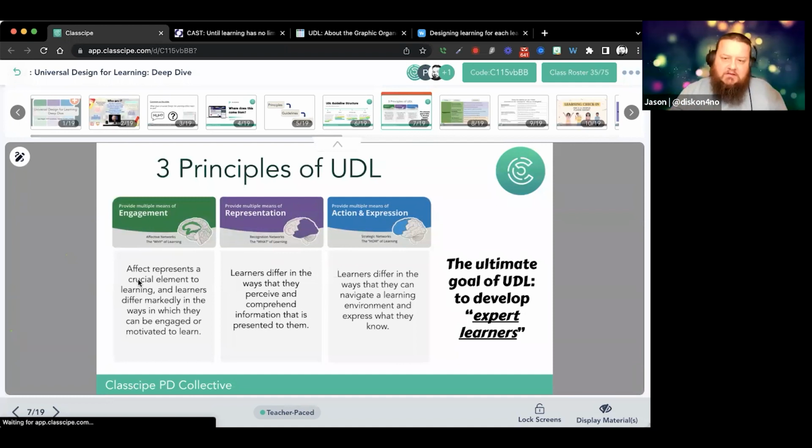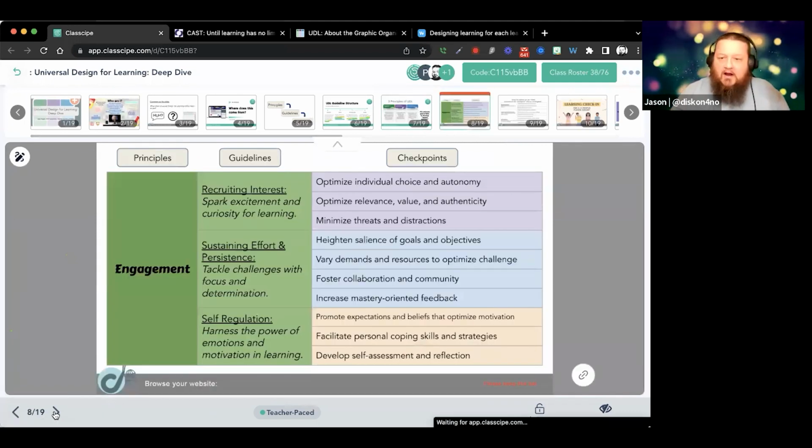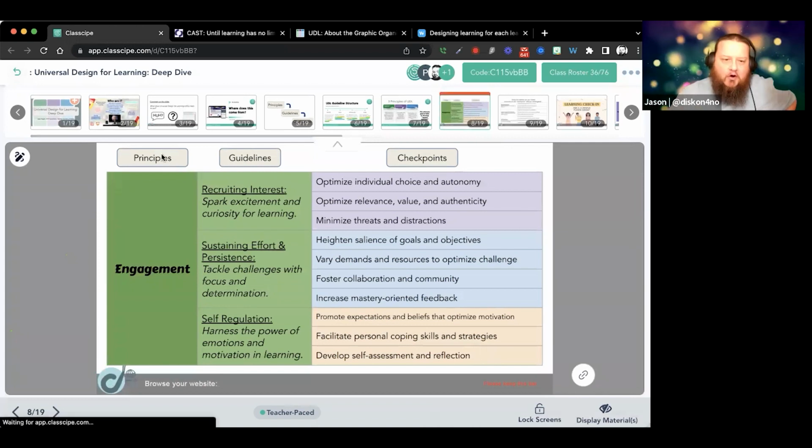Okay. As you can see here, this is just a bit more about each of these principles. The ultimate goal of UDL is to develop expert learners. Okay. So this is the goal of CAST, and the goal of the UDL principles and guidelines is to develop expert learners. Okay. Enough of that. Let's get into the fun part where we're starting to explore and experience this for ourselves. So I've gone and labeled these so you would know what we're talking about.